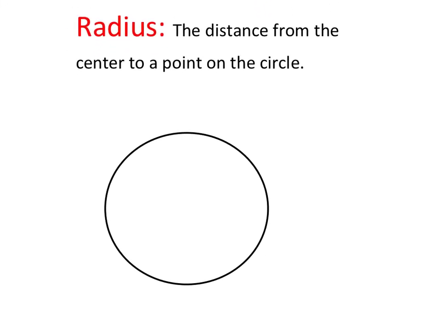Next we have a radius. A radius is the distance from the center to a point on the circle. So from the center P to right here, that's a radius. Or right here, that's another radius. All radii are always congruent.